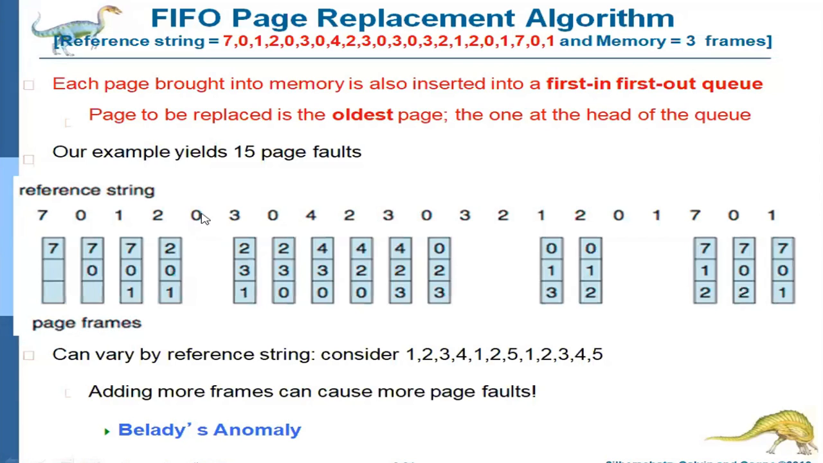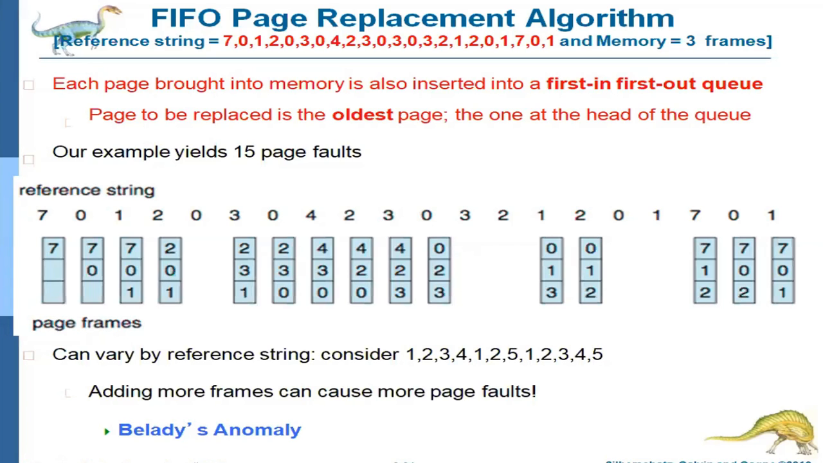How many page hits are there? 1, 2, 3, 4, 5. That means 5 page hits and 15 page faults. So totally page faults are 15 and total page hits are 5. So this way we can find out how many page faults and how many page hits there are.